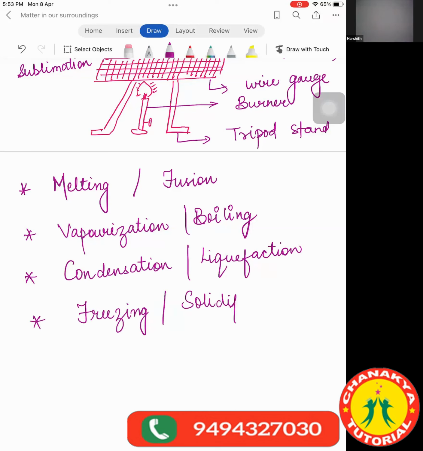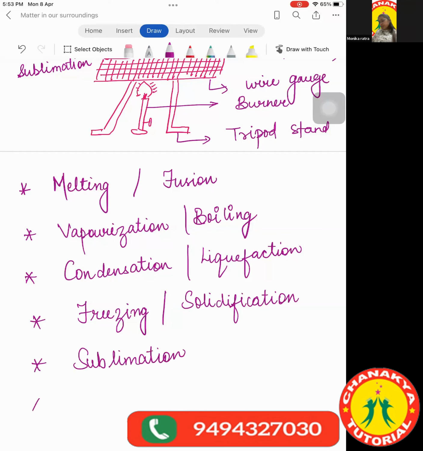I have to tell a few more things so that these terms are much more clear to you. And then the next one was sublimation. And the last is deposition. Clear, children? I hope the example and everything else is clear.